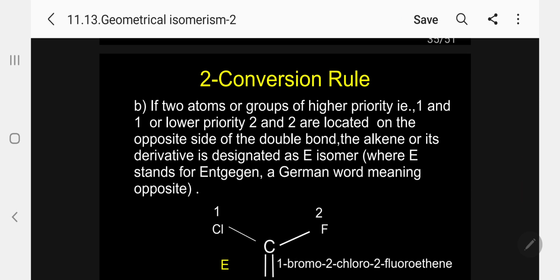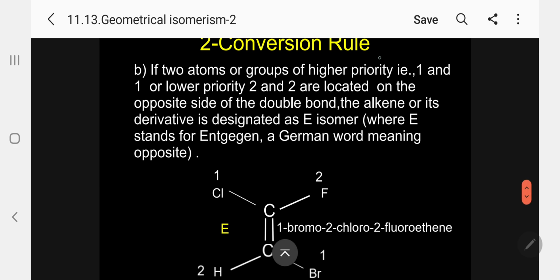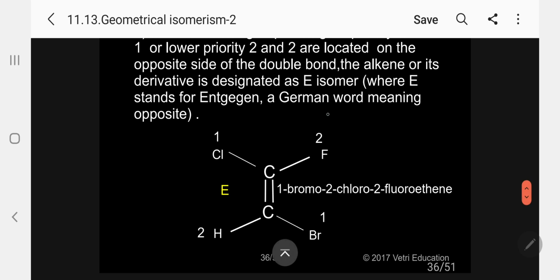If two atoms or groups of higher priority, 1 and 1, or lower priority, 2 and 2, are located on the opposite sides of the double bond, the alkene or its derivative is designated as E isomer. What is E? E stands for Entgegen, a German word meaning opposite. Kindly follow.